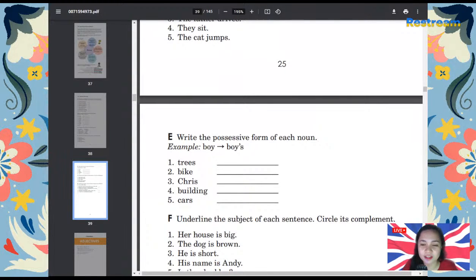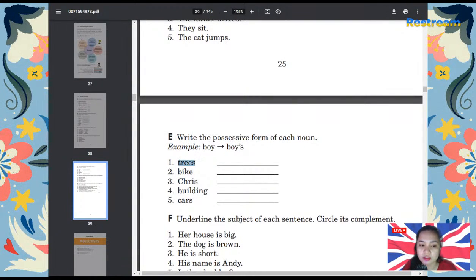Okay, so next for test E. Now we are in the topic of possessive nouns. Here we are going to make the singular or common noun into possessive form. Right, when we use a possessive noun, we will use an apostrophe and the letter S, or sometimes we just add an apostrophe. Okay, so let's start with number one.